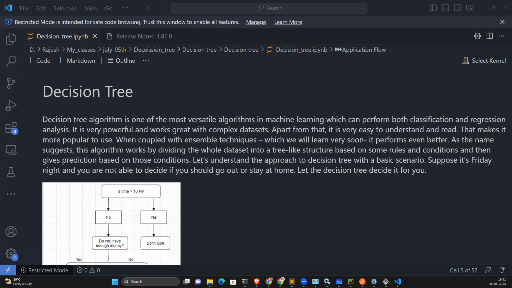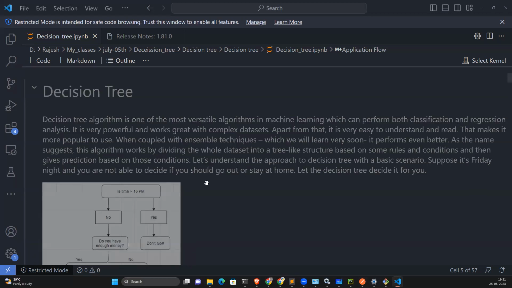So what I will check, there are different conditions. Number one condition: what is the timing? If the timing is more than 10 p.m., then I will not go. I will say no, I don't go. Right?